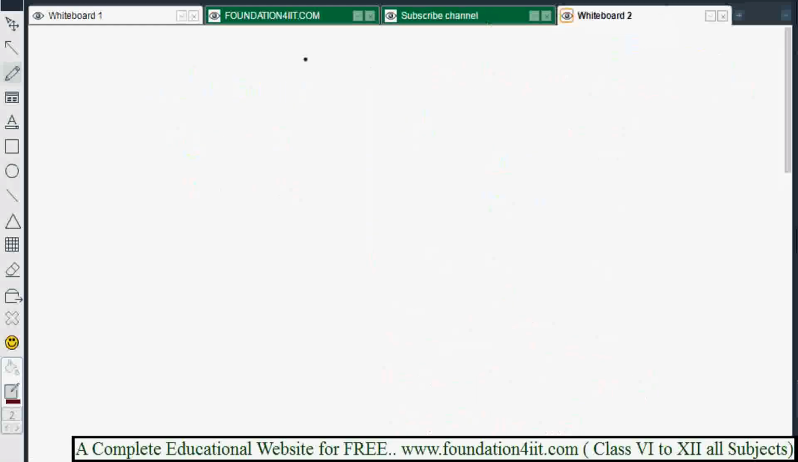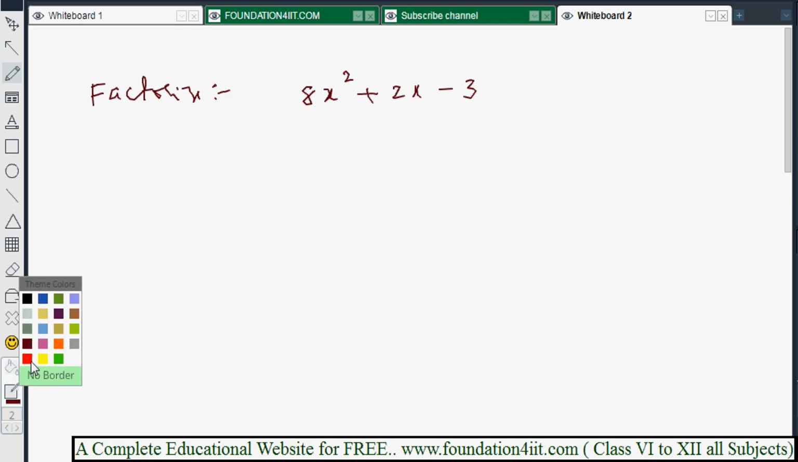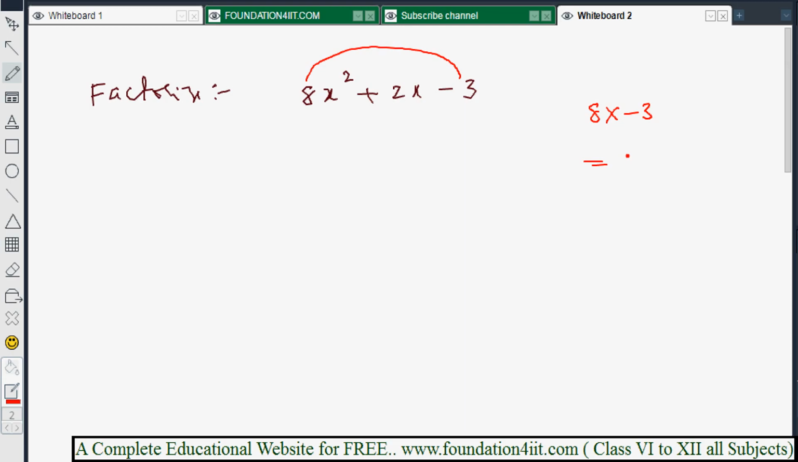Let me take one more question. Factorize 8x square plus 2x minus 3. Each and every step need not be written. The x square coefficient is 8 and the constant is minus 3. So 8 into minus 3 is equal to minus 24. Now the middle number is 2.